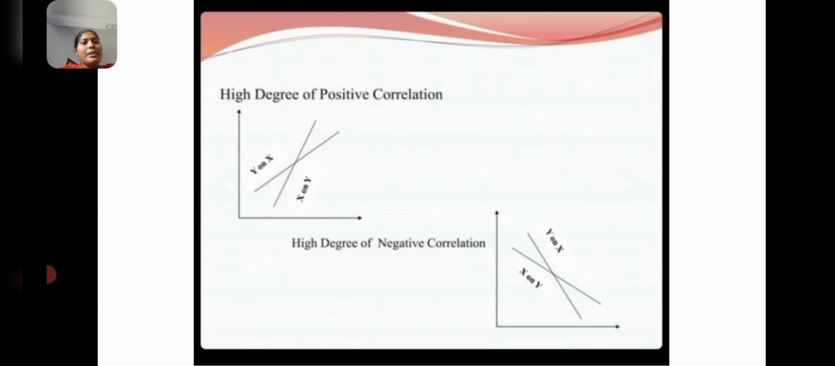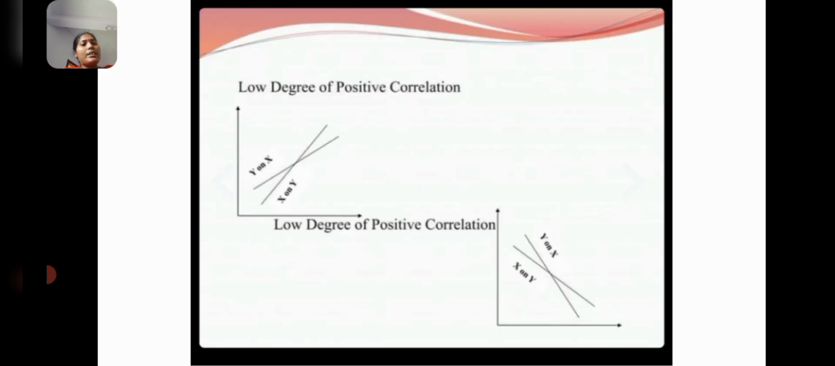Another type is high degree positive correlation. That means the x on y and the y on x lines differ from each other, but they are going in the same direction. This is known as high degree positive correlation. Likewise, if the x on y and the y on x lines differ, but they are going backward in the same direction, it is known as high degree negative correlation.